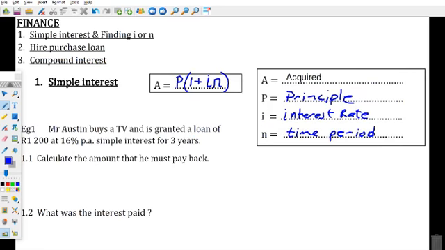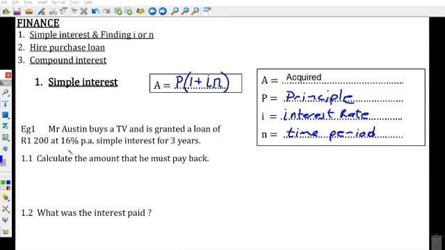Okay, so now let's look at an example. We're going to go through quite a few examples. So, first one there, example 1. Mr. Austin buys a TV and is granted a loan of 1,200 Rand at 16% per annum, simple interest for 3 years.